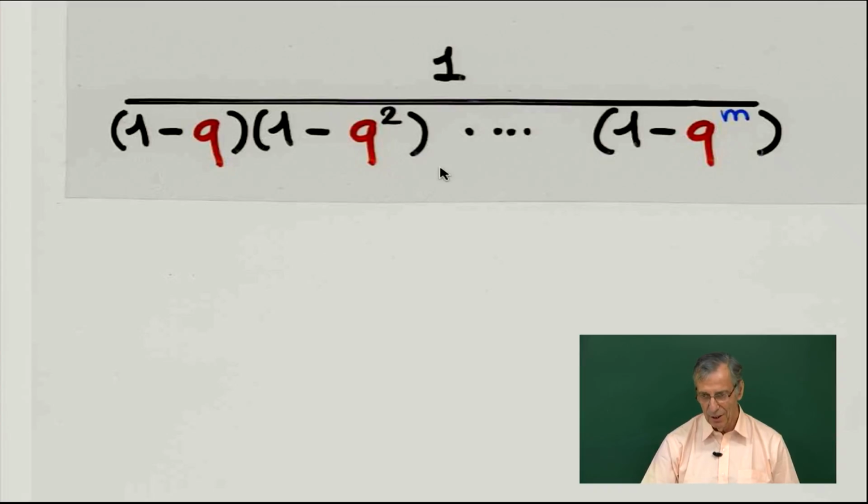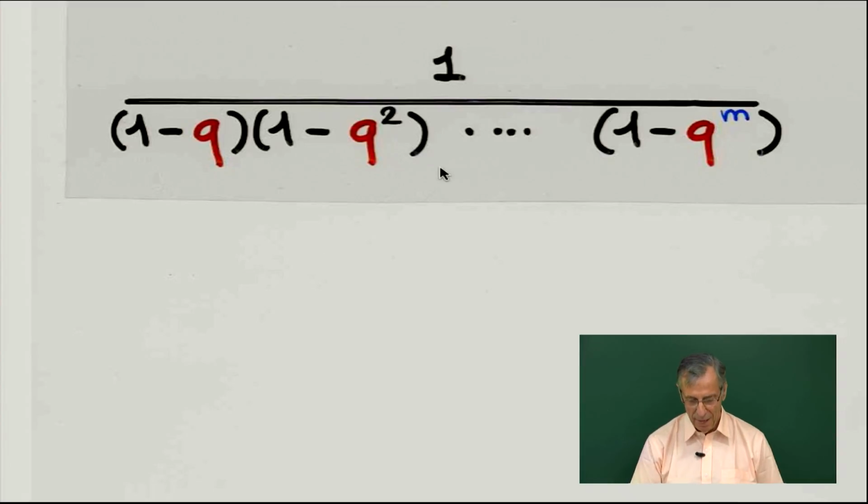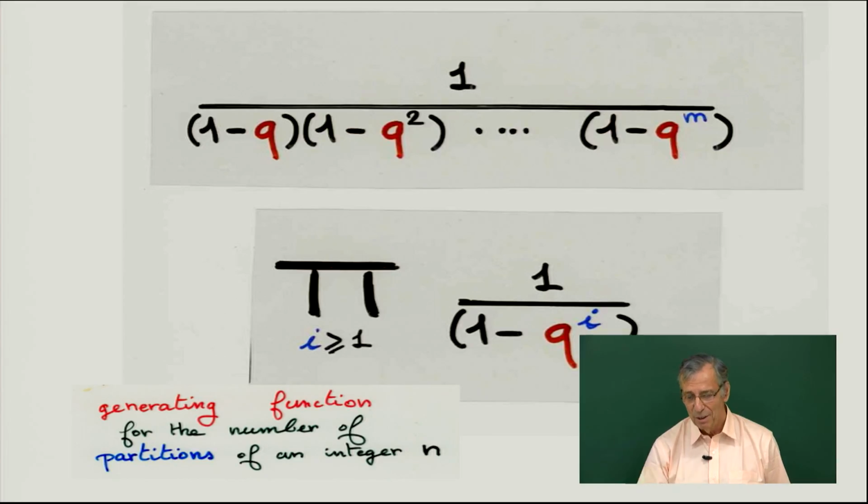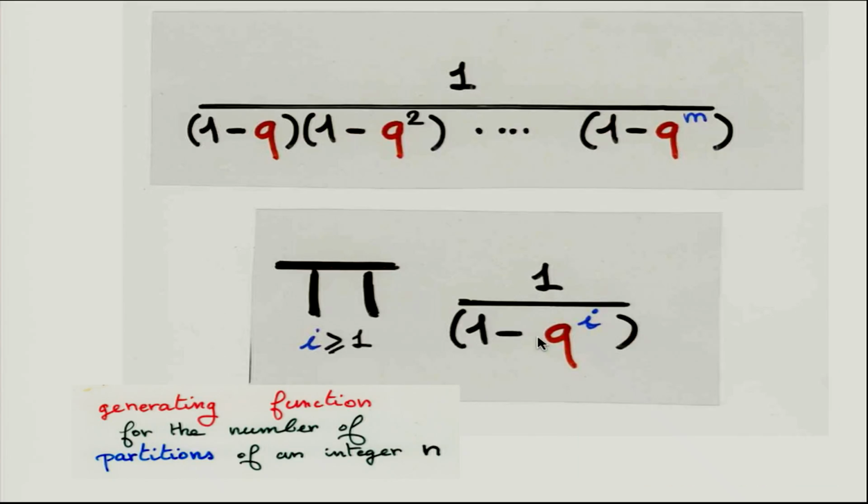There is a rectangle with a size at most m columns. Now if you take the limit, the infinite product of this, no problem. So this is a generating function of partitions of integers: the infinite product over i of 1 over 1 minus q^i.